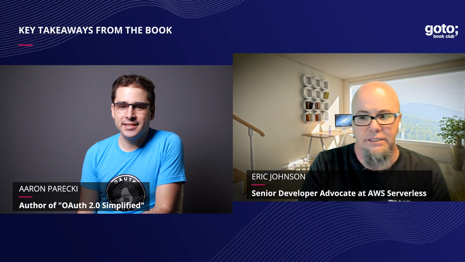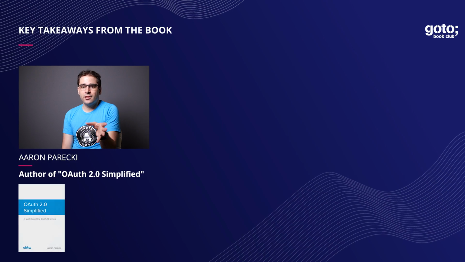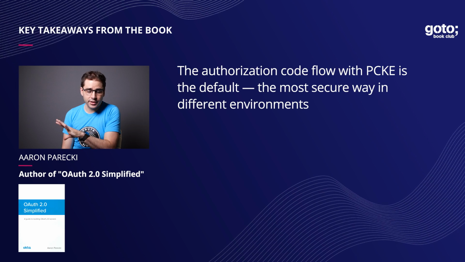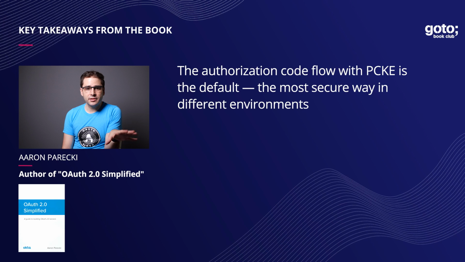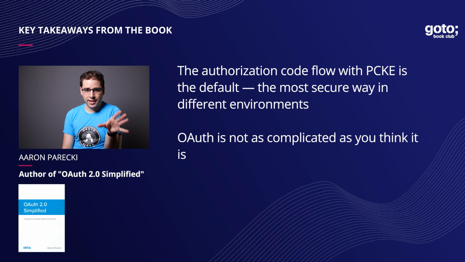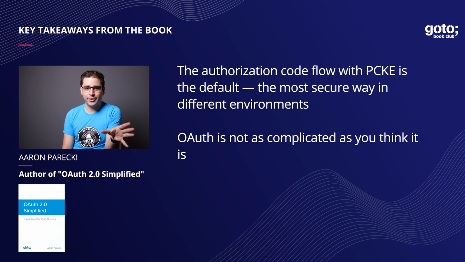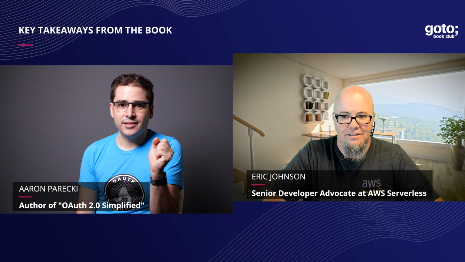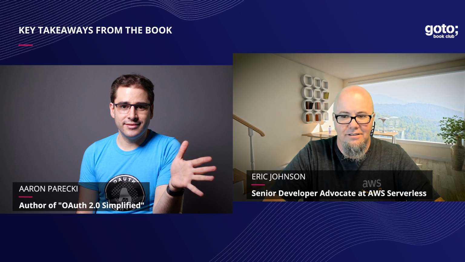What are some key takeaways that you want readers to have? If nothing else, I want them to understand this. What would you say? Yeah, I would say focus on learning the authorization code flow with PKCE, because that's the default, most secure way for the most different kinds of environments. Also, OAuth is not as complicated as you think it is. There are some complicated parts, but it's not as bad as you think, and it's worth learning a little bit in order to actually understand what's going on. And don't build your own OAuth server. There's plenty out there, and they're doing it well, right?